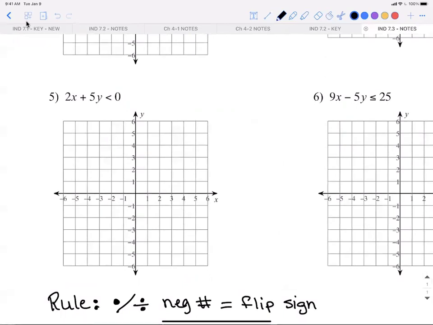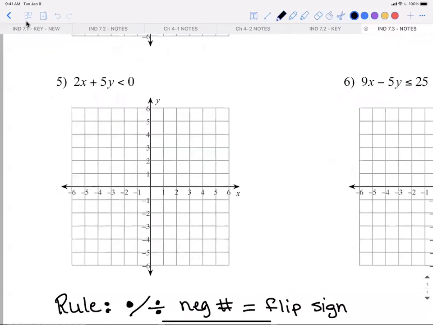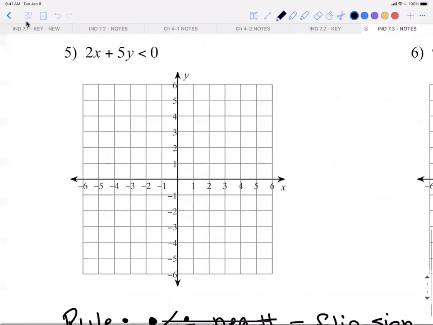All right. So let's zoom in here on number 5 example. We can't graph from standard form, so we need to do a little bit of algebra here, and we're going to subtract 2x from both sides. And when we do that, we're left with 5y is less than negative 2x plus 0.